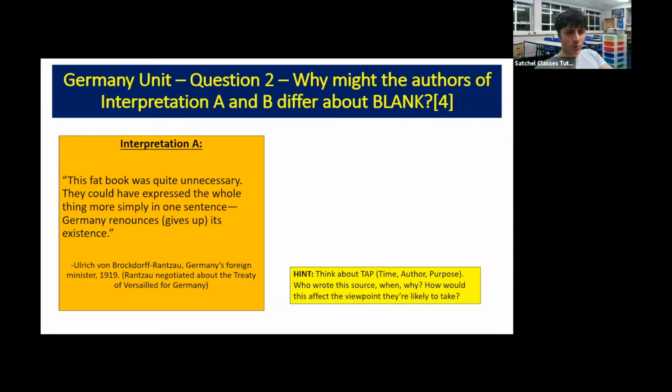A hint for this question is always to think about time, author, and purpose. So we discussed time and author just now in the football example. What about when they were writing and who they are affects the likelihood that they would take the view that they have? And then the last one is purpose. Could they be trying specifically to make something seem a specific way for a particular audience? So purpose can also affect the likelihood that the author would take that viewpoint.